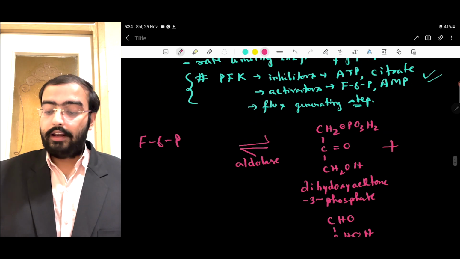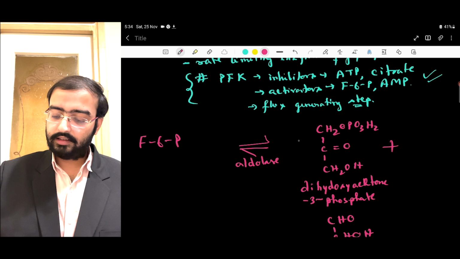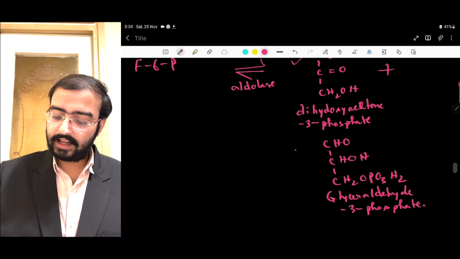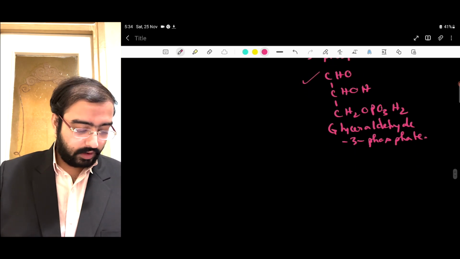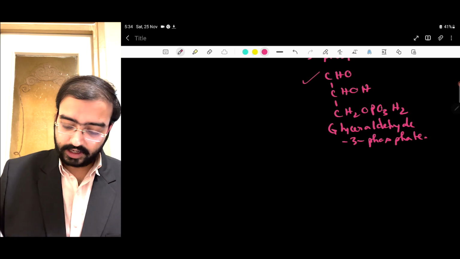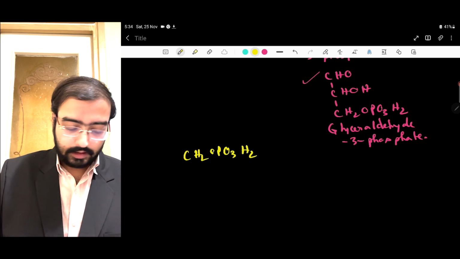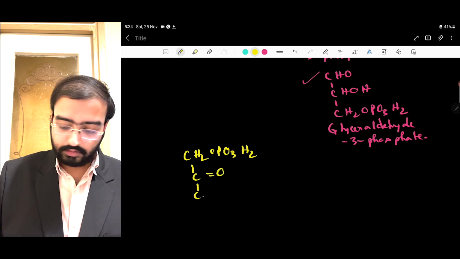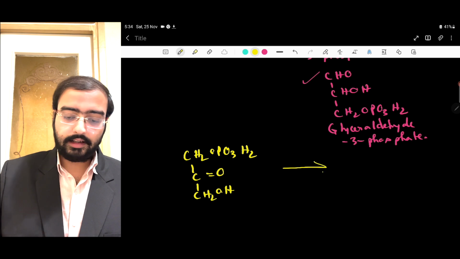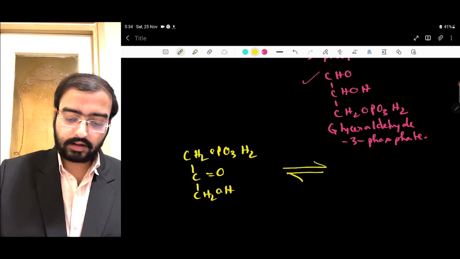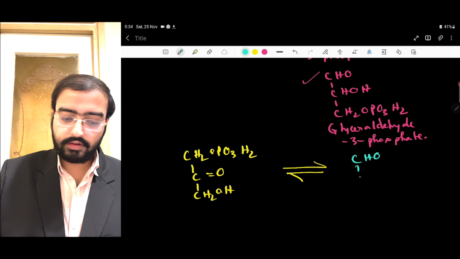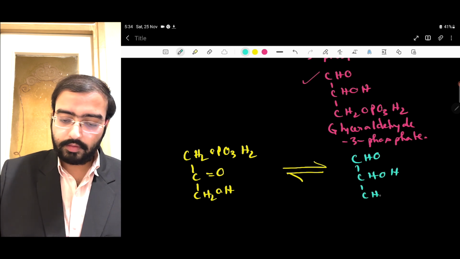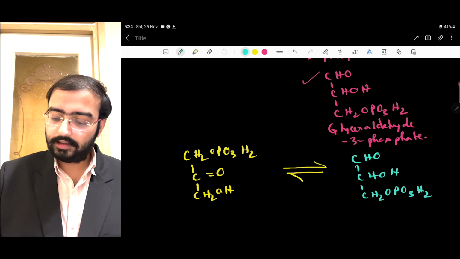Now a very interesting thing happens between these two compounds: dihydroxyacetone 3-phosphate and glyceraldehyde 3-phosphate. So what happens between them is, the compound dihydroxyacetone 3-phosphate, CH2OPO3H2, CH2OH, in a reversible reaction gets converted, not converted actually, but isomerized, to CHO, CHOH, CH2OPO3H2. And what is this?